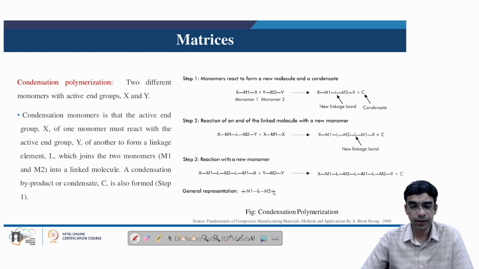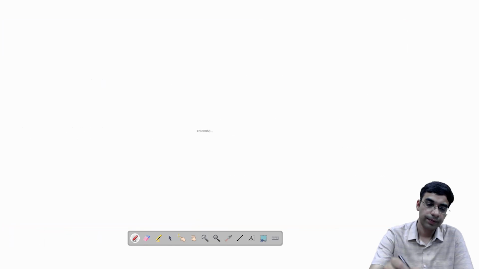Then there are condensation polymers, where two types of monomers with active end groups, for example X and Y, are utilized. In condensation, the active group of one monomer X must react with the active group of the other monomer, that is Y, to form a linkage L, in which the two monomers M1 and M2 are linked to form a molecule, and sometimes a byproduct or a condensate may be generated during this process.